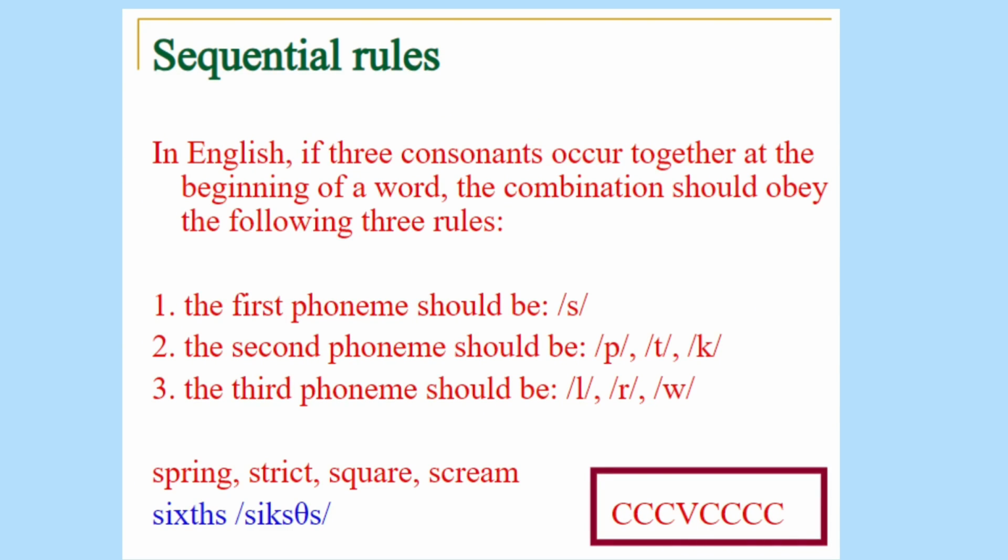Now in English, if 3 consonants occur together at the beginning of the word, the combination should obey the following 3 rules. The first phoneme should be S. The second phoneme should be P, T or K. And the third phoneme should be L, R, W. So you can see the examples. So it's C, C, C, V, C, C. So these are the sequential rules that can be followed in English to form a proper and meaningful word.